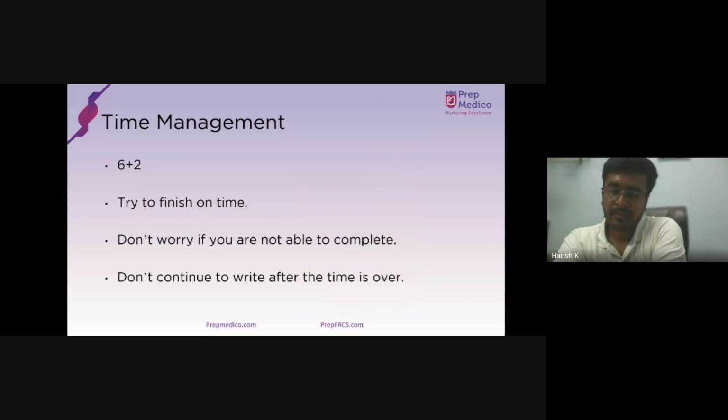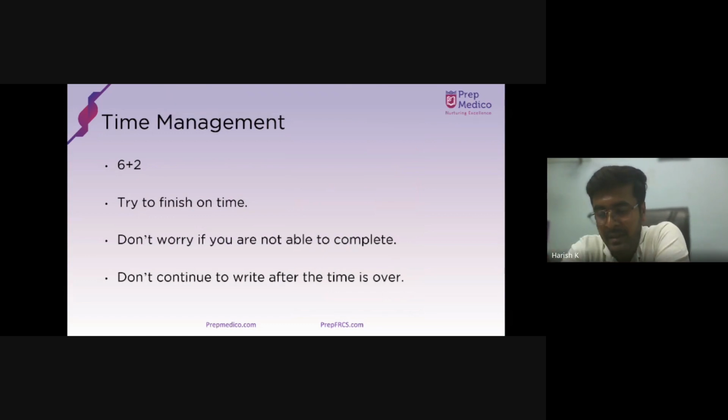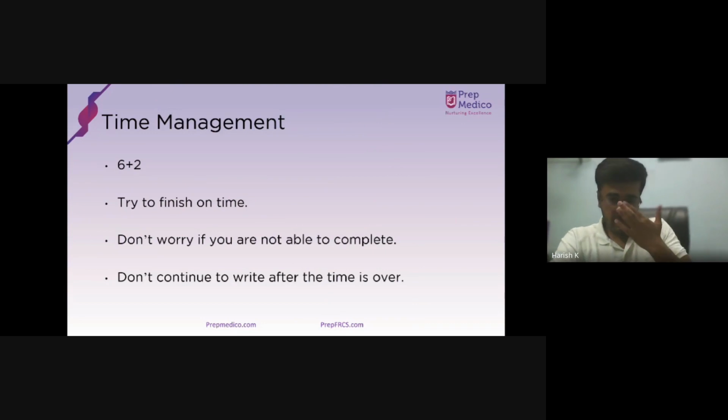Don't be tensed. Try to focus on what is there in front of you, what information they have given you, and what you have to write. They'll be giving you most of the information, so you just have to check there and write it down on the sheet. Or if they've given you a sticker for the patient details, please see and paste it there.